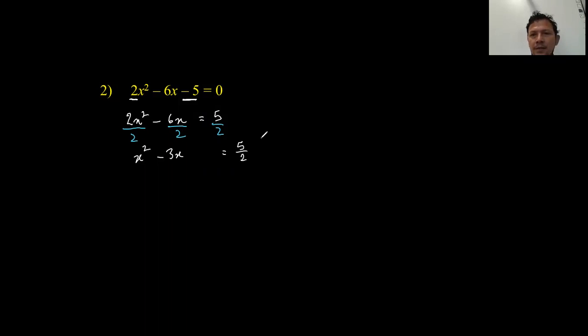Now the rest of the steps are the same as in number 1. Number 1, what did we do? We added something over here. We need to add a number right over here, and then the same number we need to add over here. So what is that number that we add? We take this coefficient of x. In this case, it is negative 3. Then we divide by 2 and then we square it. And then it gives us negative 3 squared, which is positive 9 over 4.